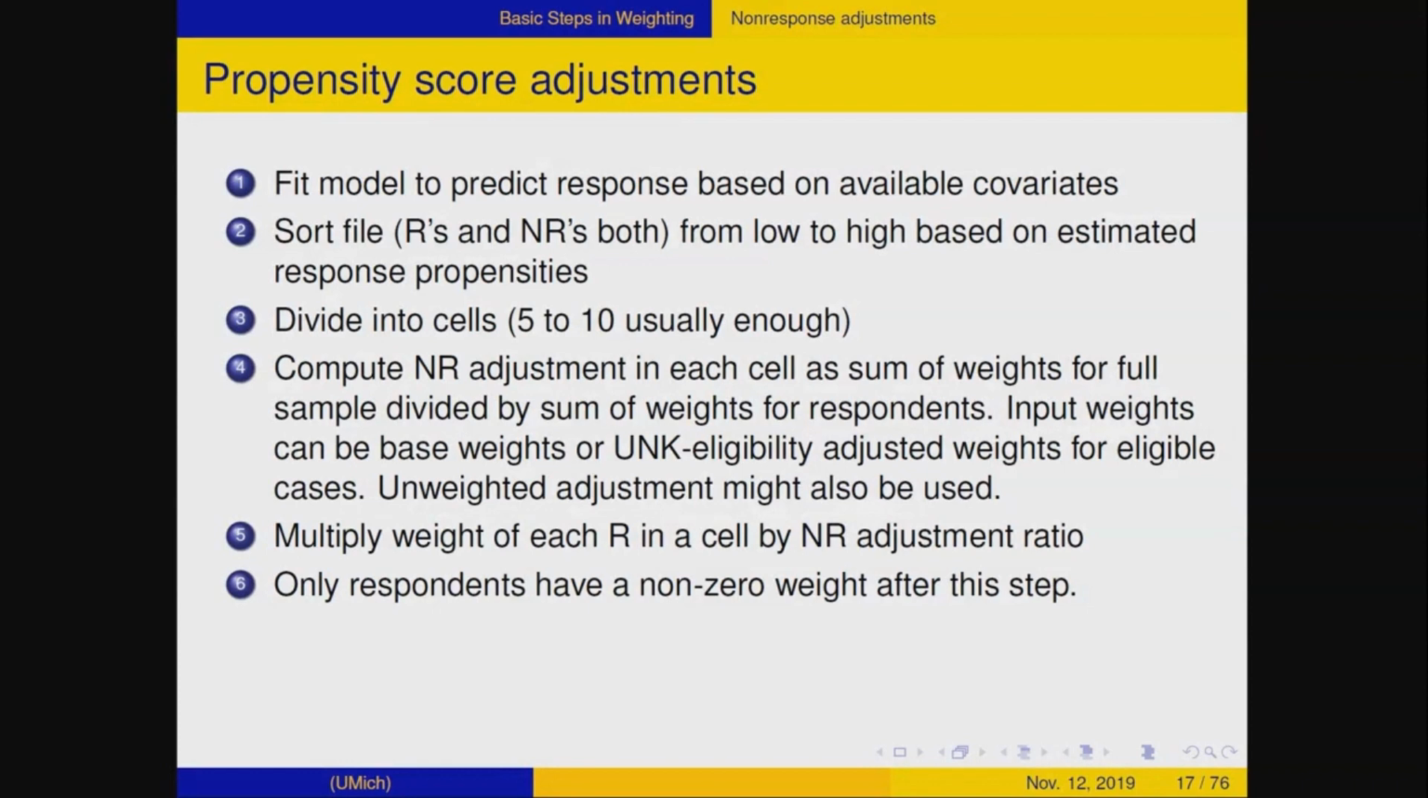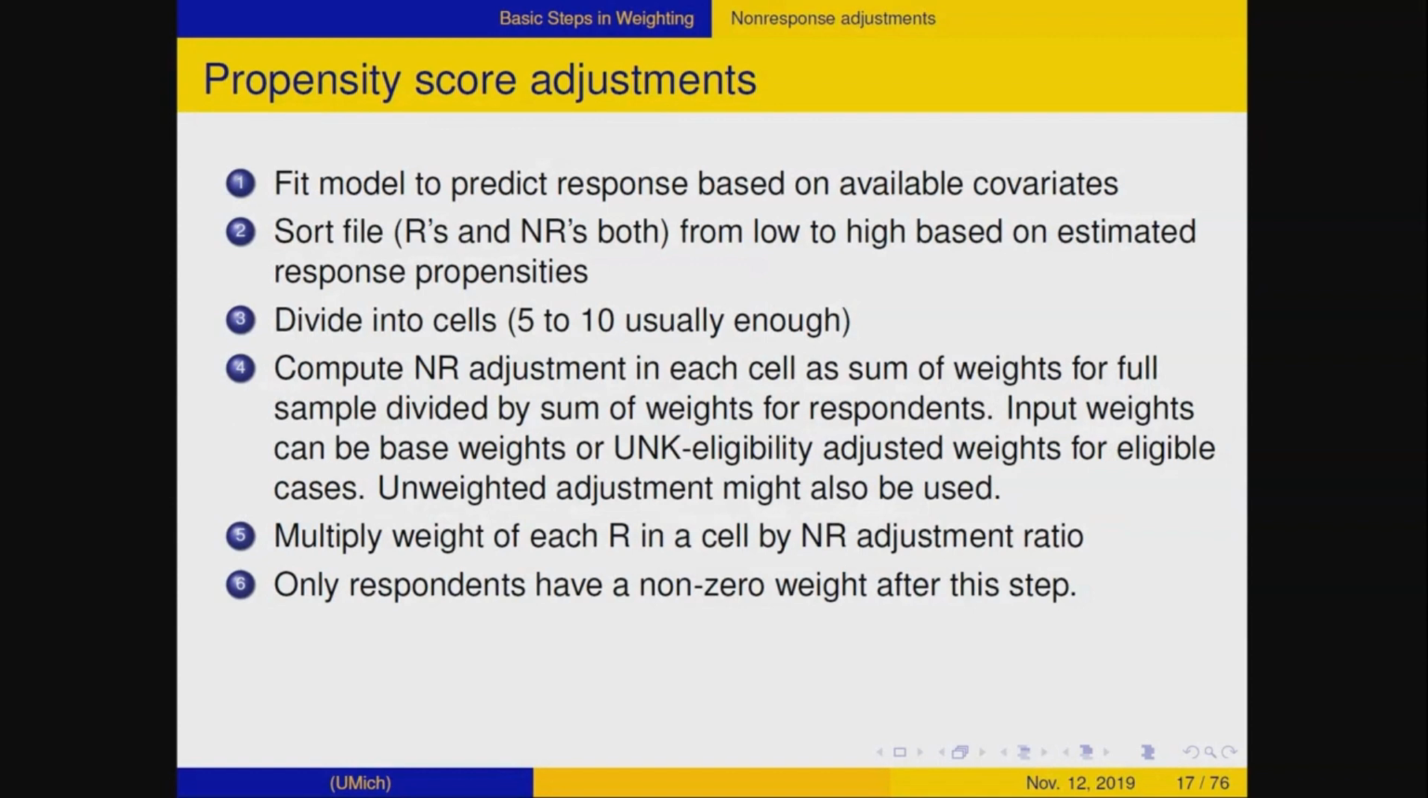So let's talk about how to actually do this. This is one way to do it, at least. There are 6 steps here that I've listed. What you do is fit a model to predict response based on the available covariates. This is typically logistic. You code all the sample cases, respondents plus non-respondents, 1 if they're a respondent, 0 if they're a non-respondent, and fit a logistic regression.